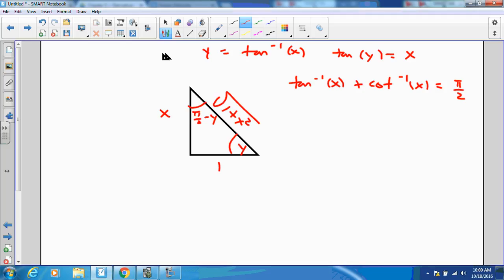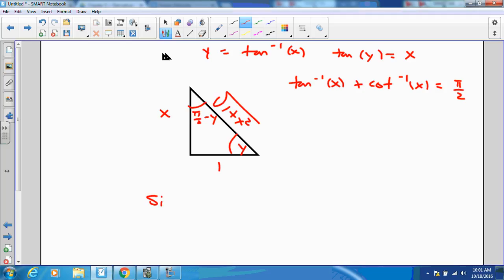And I'll bet you can imagine it doesn't take too much work to figure out that the inverse secant and inverse cosecant are complementary angles also. So what this means really is that I really only have 3 inverse trig functions: inverse sine, inverse tangent, and inverse secant. And the other 3 are simply the complements of those 3. Does that make sense, everybody?